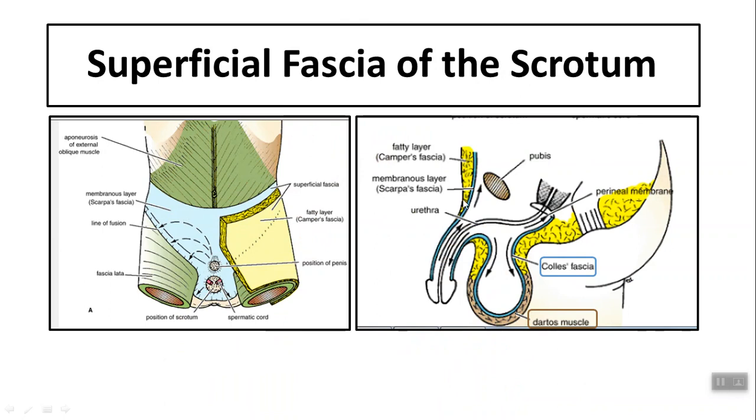This is the scrotum, and we can see that the superficial layer of the superficial fascia, which is fatty, will be replaced in the scrotum by a special type of muscle called dartos muscle. The Scarpa's fascia, which is the membranous layer of fascia, is called Colles fascia in the scrotum. This Colles fascia will continue in the perineum to be attached to the perineal membrane and the ischiopubic rami.